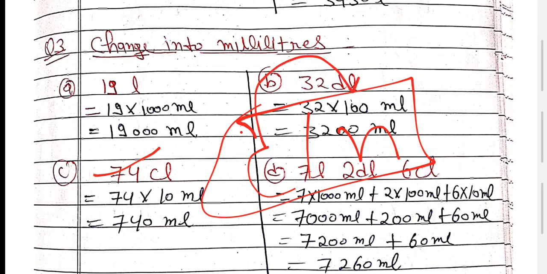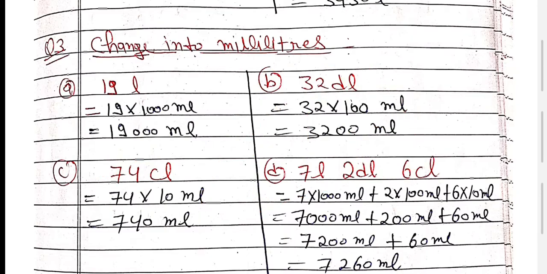So you have to move only one step, so you have to multiply by only 10. So multiply by 10, it becomes milliliter. So finally, it becomes 740 milliliter. Now come to the D part. Liter you multiply by 1000. Deciliter you have to multiply by 100, and centiliter you have to multiply by what? 10. So multiply by 1110, then what will you get?